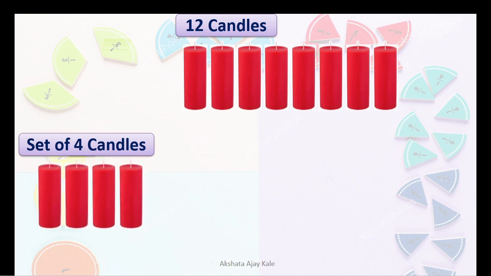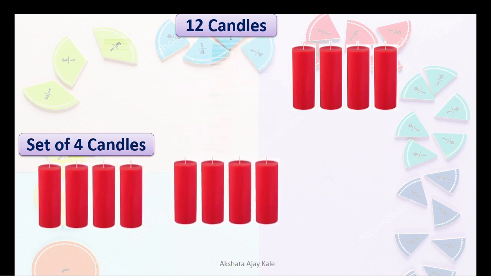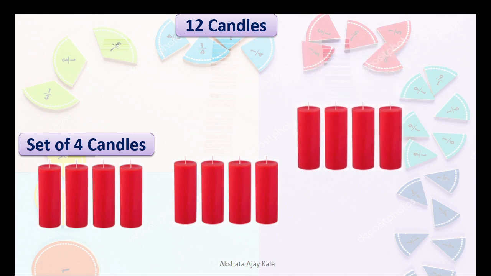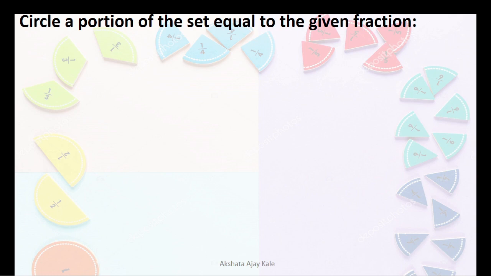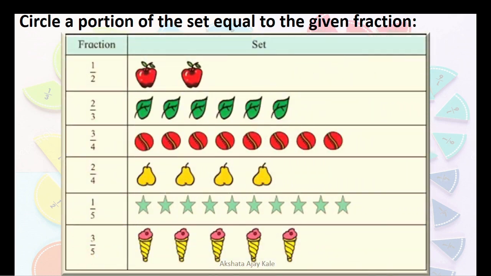Okay. We will go through. Take these 4 candles in one group, these 4 in the second group, and these 4 in the third group. So we got only 3 sets of 4 candles each. Right?